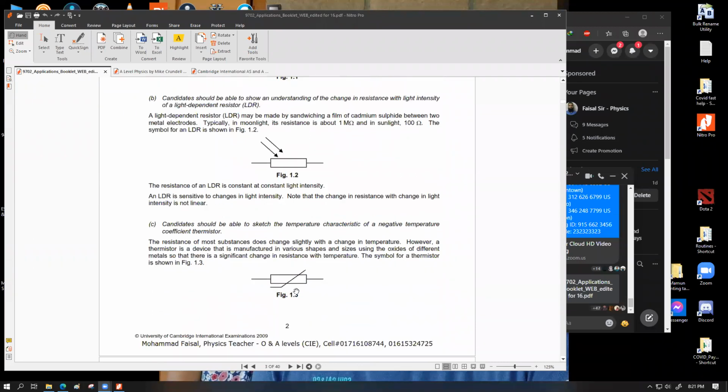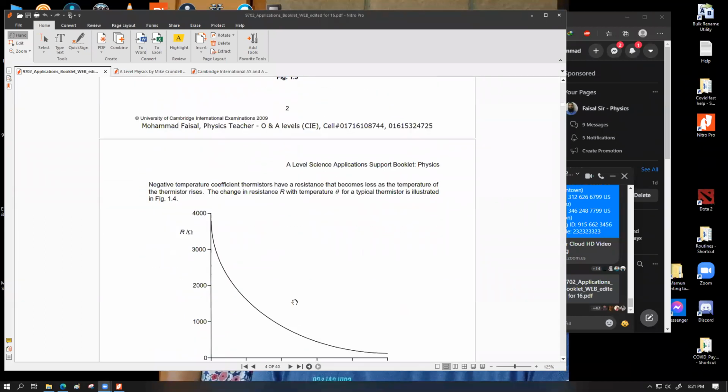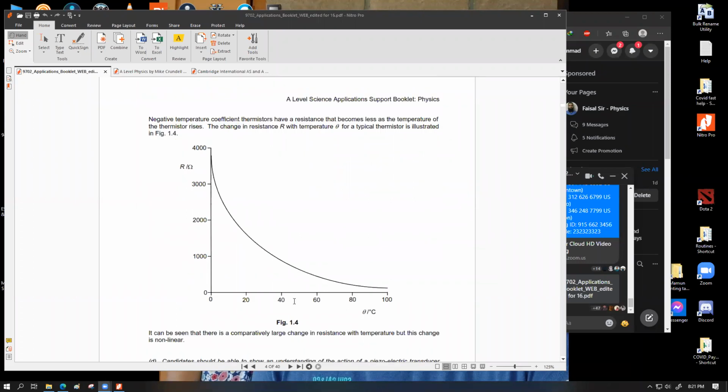And then we have the thermistor. This one can detect the variation of temperature. Similar stuff: high temperature, low resistance; low temperature, high resistance. There is a certain graph included over here, which gives us an example of how the resistance of a thermistor varies with the increase of temperature.